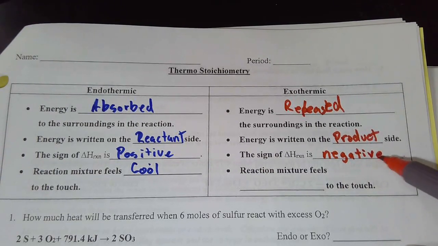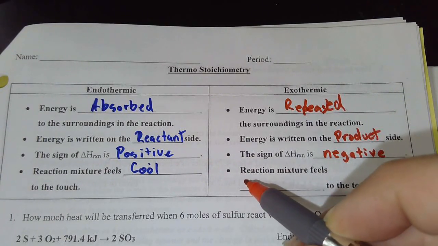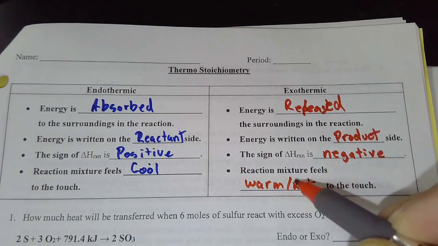Remember, when we say the sign of the delta H reaction is negative, we're not saying that there's such a thing as negative energy. What we're saying is that the energy is moving away from the system. Okay? So if it's moving away from the system, it will feel warm or hot to the touch.